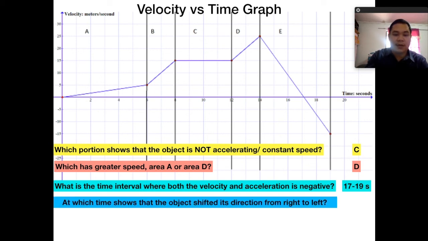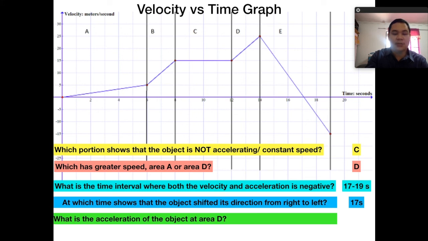How about this time? At which time does the object shift its direction from right to left? Meaning, the object turns from the right direction going to the left. It goes backward. The answer is 17 seconds.